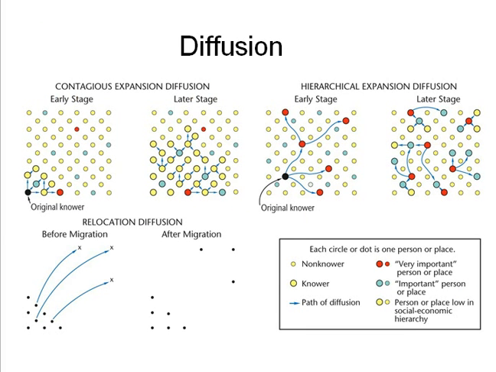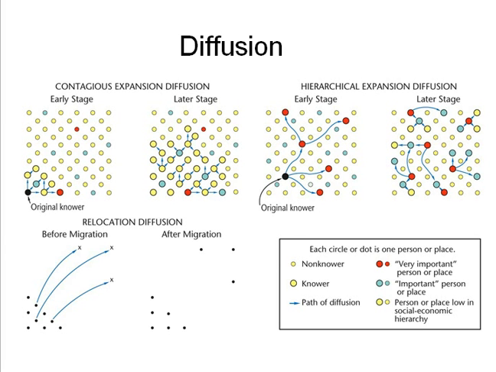So there are two major types of diffusion. One is relocation diffusion, the other is expansion diffusion, and there are two types of expansion diffusion. This little drawing does a great job of showing how expansion diffusion moves, or how information moves. Contagious diffusion moves like a disease or like an infection.